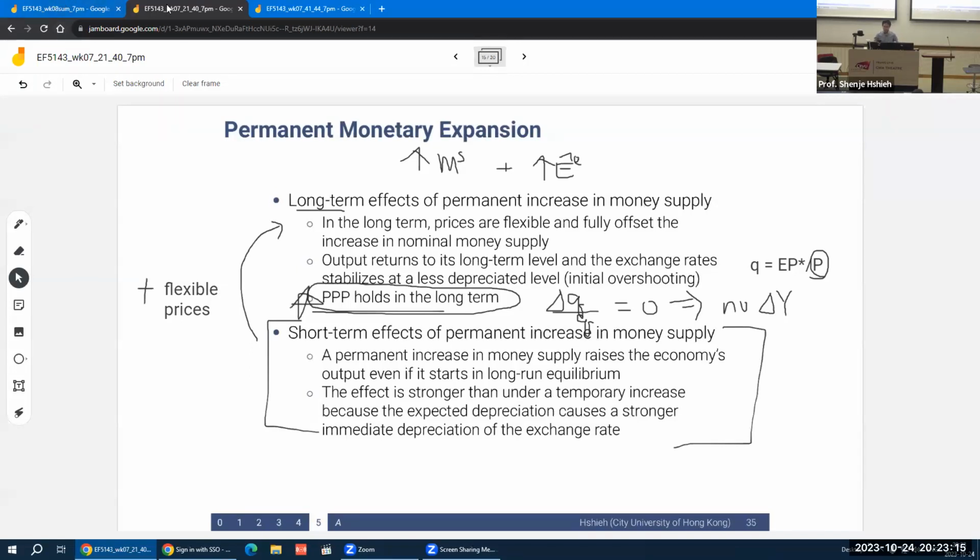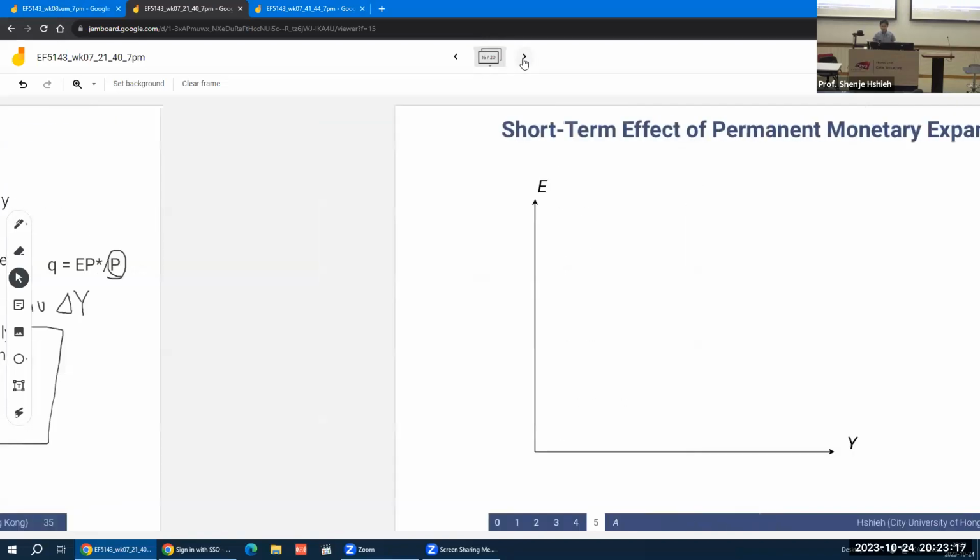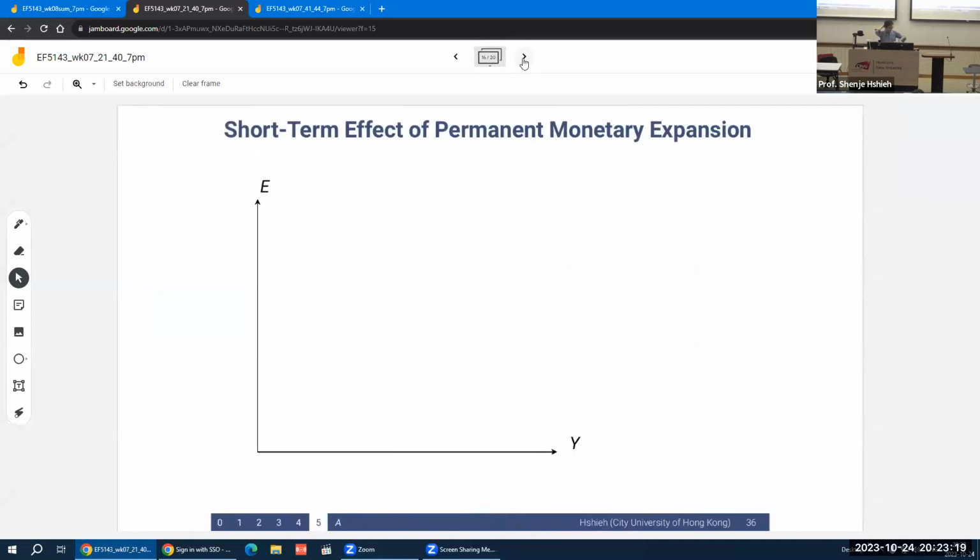All right, so maybe I'll just set it up for you and then walk you through it briefly, and then we'll take a break. So let's have a starting point.